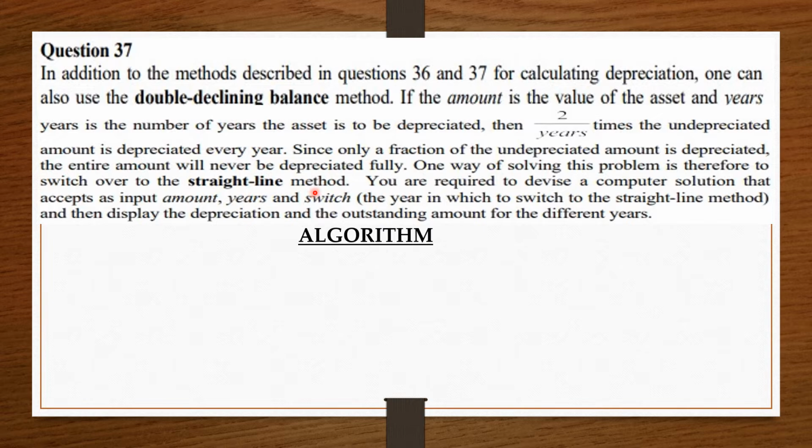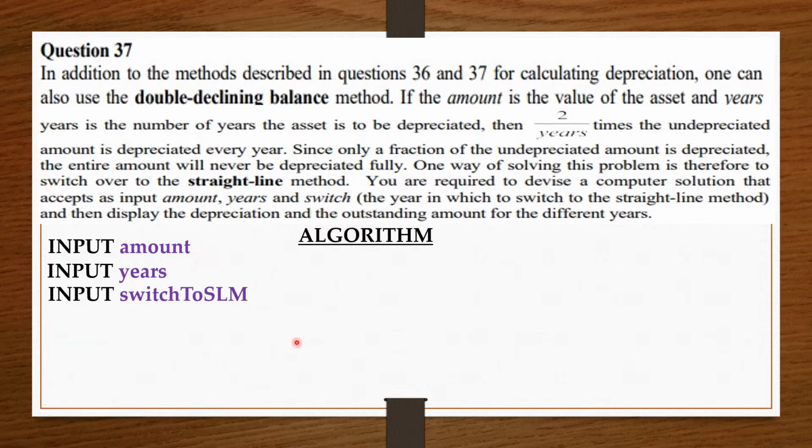You are required to devise a computer solution that accepts as input amount, years, and the year in which to switch to the straight line method, and then displays the depreciation and the outstanding amount for the different years. So to the algorithm. We are going to take the amount, so we say input amount, and then the years as well. So input years, and then the year to switch. So we say input switch to straight line method.